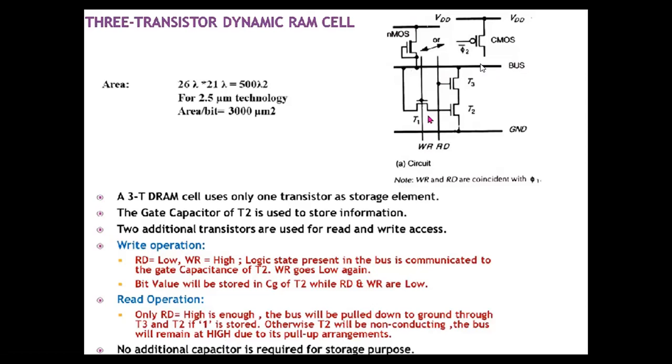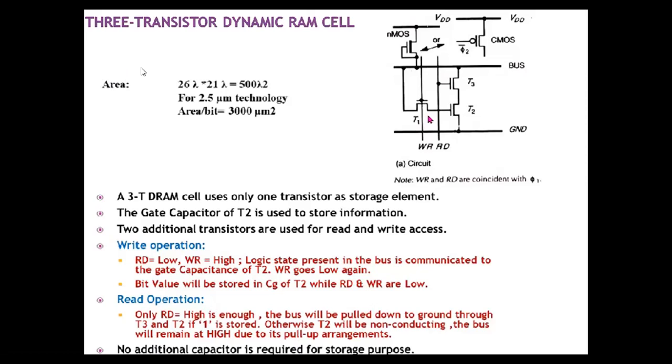Means the bus is now containing a value of 1. And there is no path for this high logic to go to the ground potential. Why? Because T2 will be in the off condition. Hence we can read the high value present on the bus. For this, no extra capacitor is required for storage purposes. Why? Because here we are using the input gate capacitance of transistor T2, hence there is no need to use extra capacitors to store the charge.